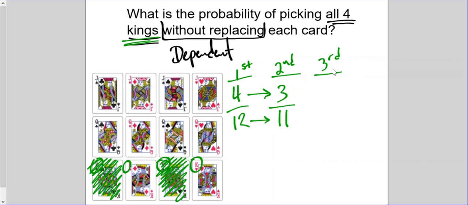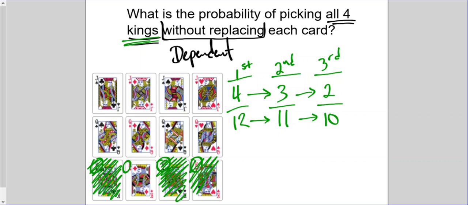Now I'm picking out the third one. And you can see that it doesn't actually matter which order I pick them in. That's kind of important. The order doesn't actually matter. It just matters that I'm picking out a king the next time. So on my third one, I now have 2 kings left. And I'm also losing a card. I have 8 here, 9, 10 cards altogether.